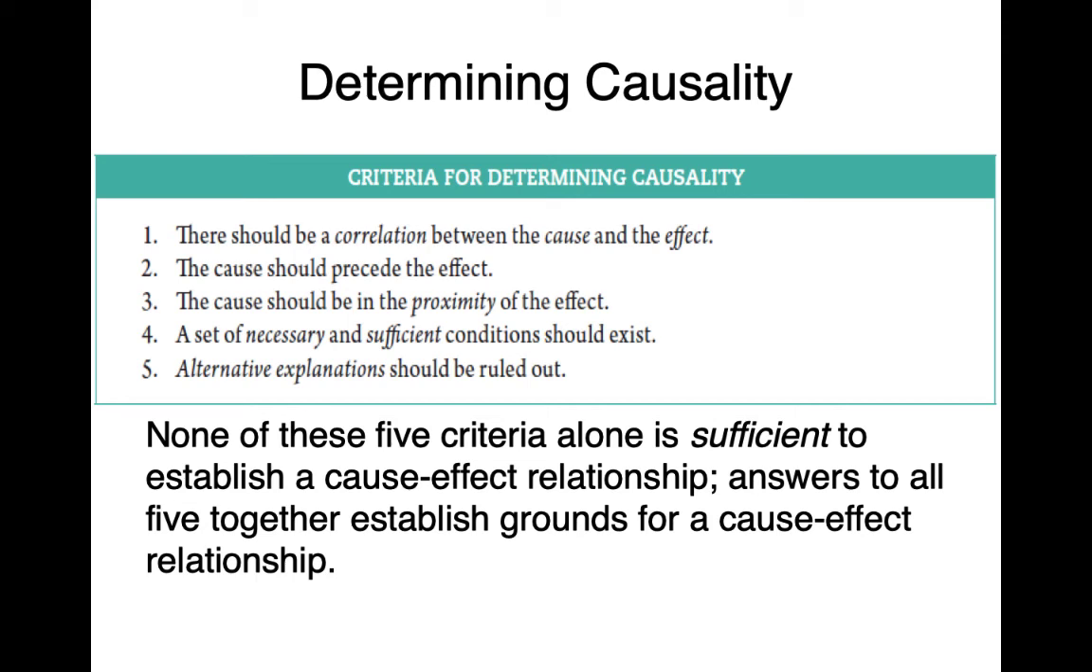This is the number one place people fail: to account for factors that might also be or instead be the cause of the effect you want to explain. Again, none of these 5 criteria alone is sufficient to establish a cause-effect relation. Answers to all 5 together establish grounds for a cause-effect relationship.